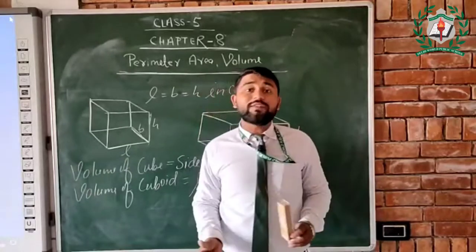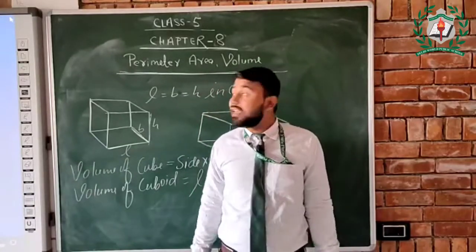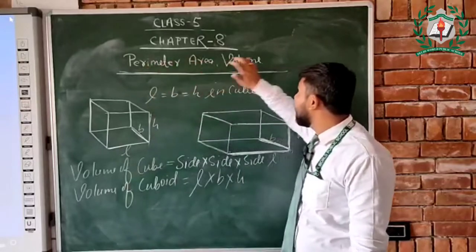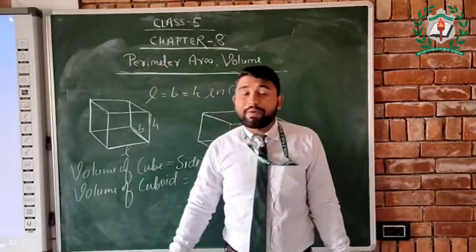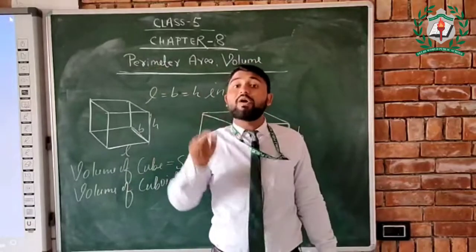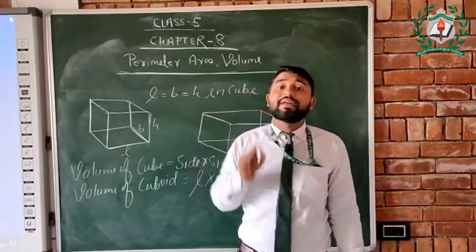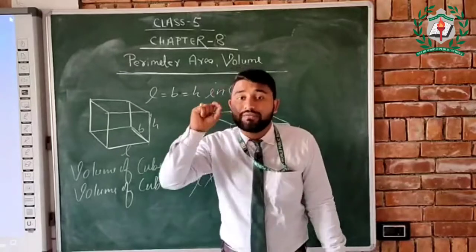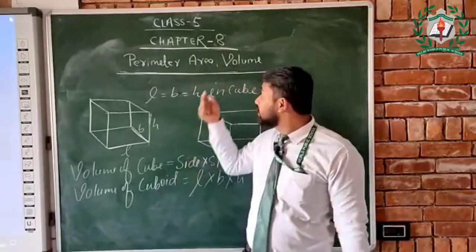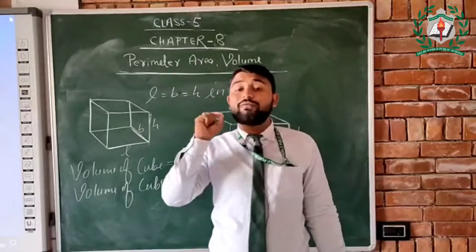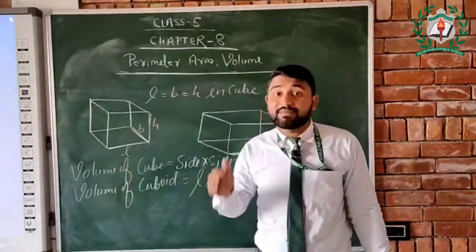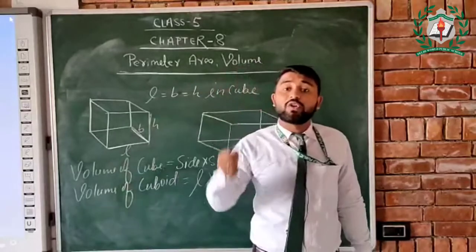In this chapter, the chapter name is perimeter, area and volume. Firstly we discussed the perimeter of rectangle, perimeter of square, perimeter of triangle, and after that we discussed the area of rectangle, area of square, area of triangle, and after that we discussed the volume of cube and volume of cuboid.